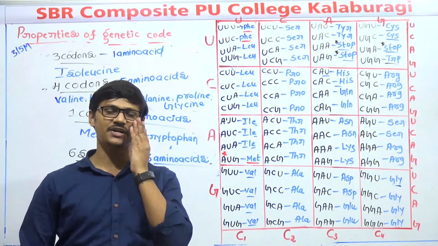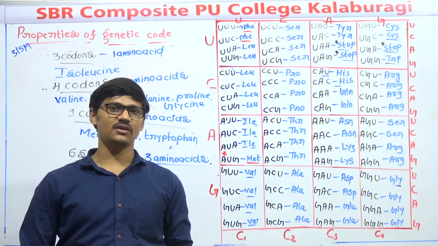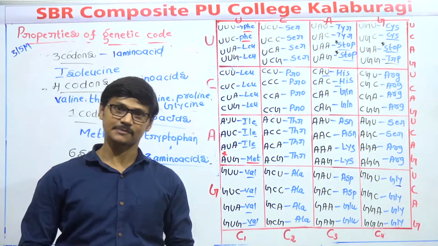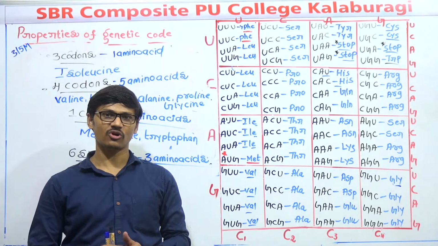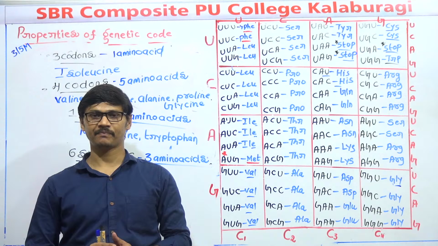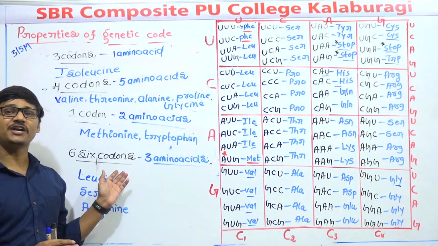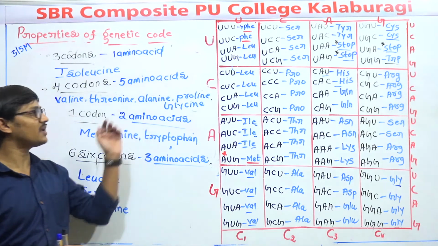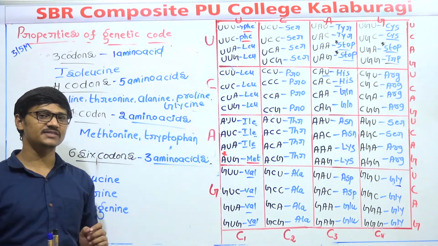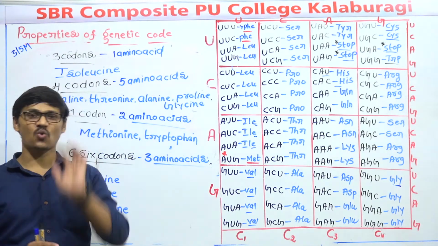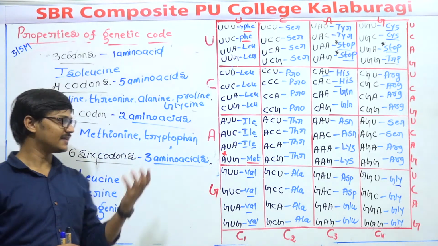First property of genetic code is triplet. Second property of genetic code is called unambiguous or specific. Why is it called specific? Because each genetic code will code for one particular amino acid. And the third property of genetic code is called degenerate. Why is it called degenerate? Each amino acid is having more than one codon. So when each amino acid has more than one codon, it is called degenerate.